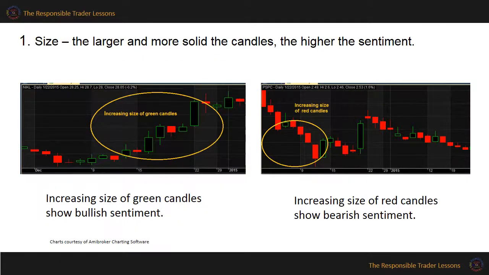The first thing we have to remember about candlesticks is size. The larger and more solid the candles, the higher the sentiment. Increasing size of green candles show bullish sentiment. In like manner, increasing size of red candles show bearish sentiment.